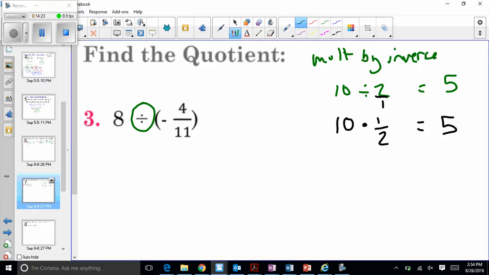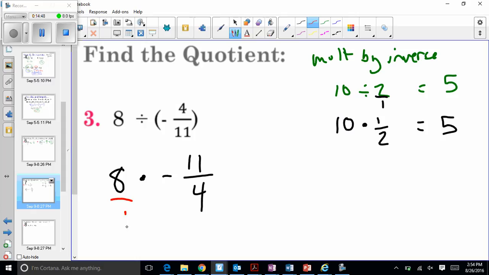It's the same type of language. We're used to doing that. We just maybe haven't thought of it as changing division into multiplication. So here, I'm going to change this problem into multiplication. It becomes 8 times the inverse of negative 4 over 11, which is negative 11 over 4.